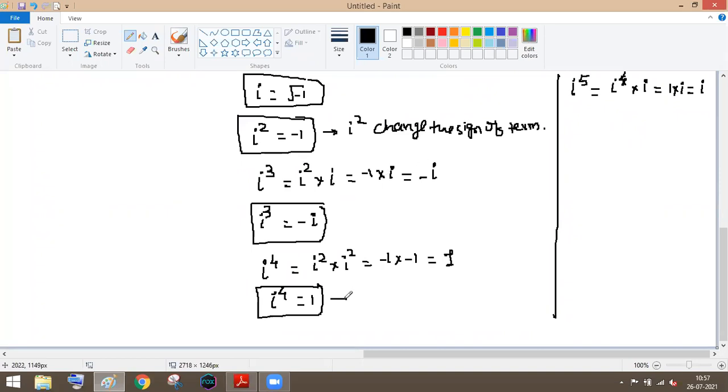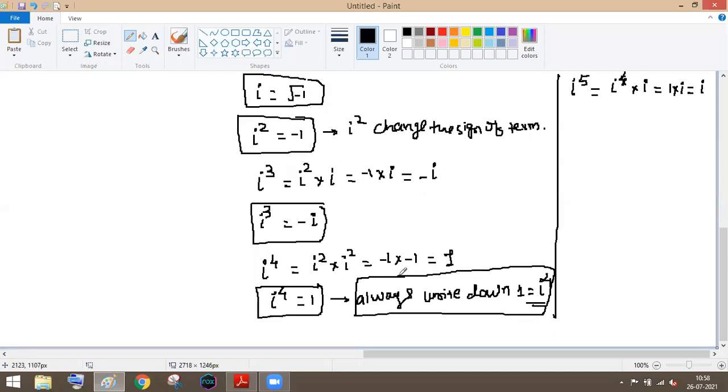And for this i to the power 4, I will make one note. Always write down 1 equals i to the power 4. Okay, 1 equals what? i to the power 4. Now, this is the one note point. When I get you to solve numericals, at that time I will tell you what is the use of all this. But till now we have i to the power 5.